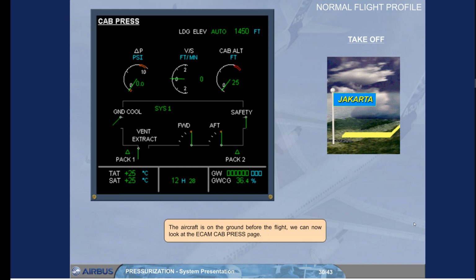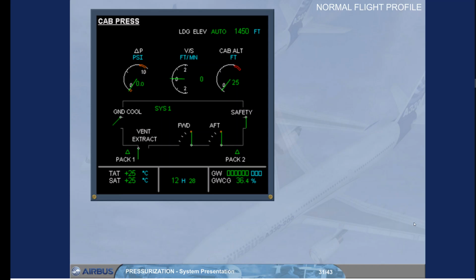The aircraft is on the ground before the flight. We can now look at the ECAM cabin pressurization page. Observe that the outflow valves are fully open. The differential pressure is 0, there is no vertical speed, and the cabin altitude is indicating the field elevation of the departure airfield.